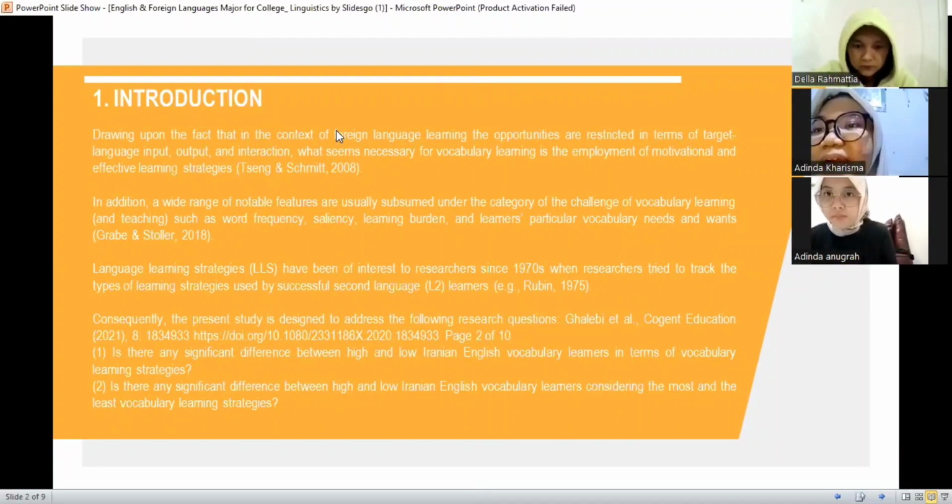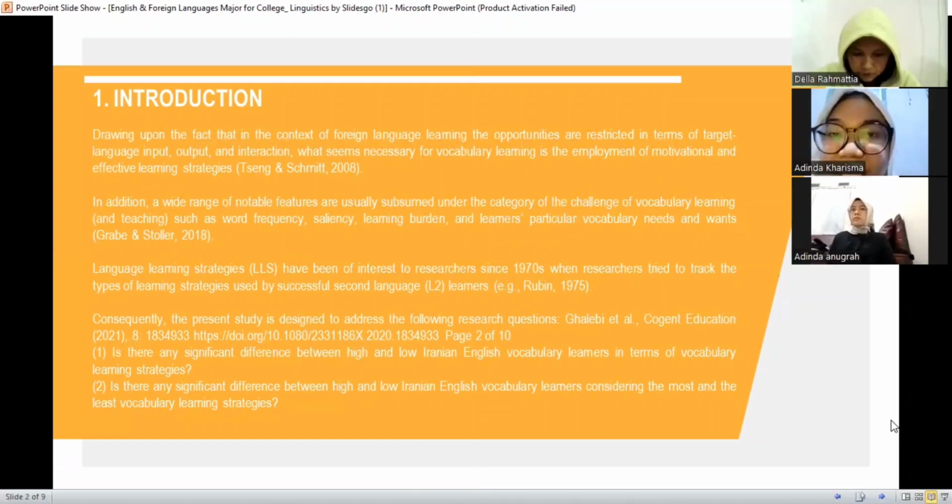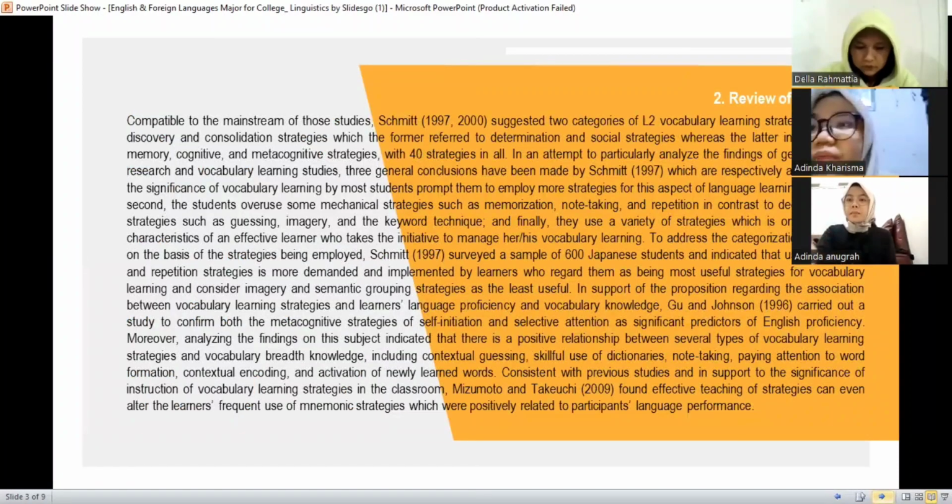By Ghalebi et al. The first: is there any significant difference between high and low Iranian English vocabulary learners in terms of vocabulary learning strategies? And the second: is there any significant difference between high and low Iranian English vocabulary learners considering the most and the least used vocabulary learning strategies? Okay, now I would like to tell you about the review of literature.